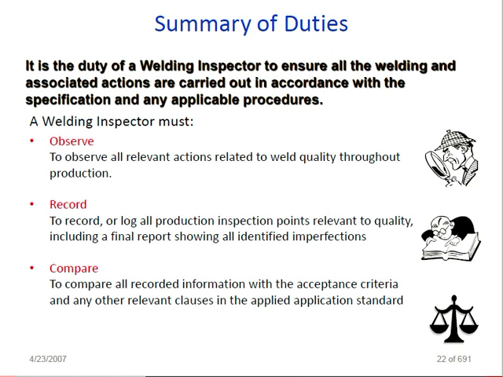So when you observe there is an imperfection, you have to check in the acceptance criteria whether it is acceptable or not. If it is acceptable, then it's okay. Definitely there will be imperfections, it's maybe not 100% perfect, but we have to check that the imperfection is within the acceptance criteria or not. So I think these are the duties of the welding inspector.